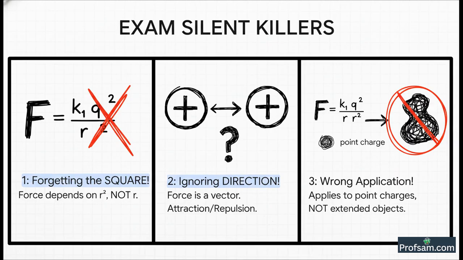Don't make this mistake. Silent killer number 2, ignoring the direction. Remember, force is a vector quantity. You cannot just write the number. You have to write whether it is attraction or repulsion. And number 3, applying the law incorrectly. Remember, this law works perfectly for point charges. Charges that are very, very small compared to the distance between them.